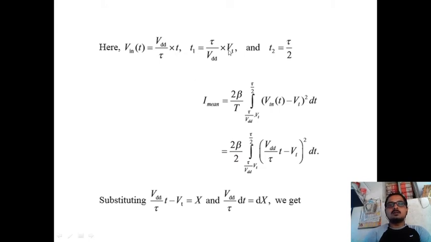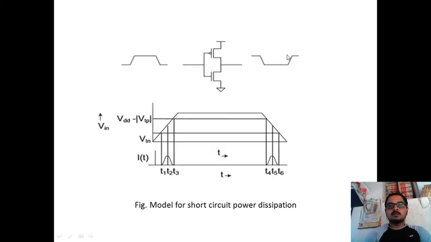T1 equal to VT greater than some term. This is the additional term here, tau by VDD. Then we'll get T1 equal to tau by VDD into VT. Then T2 equal to tau by 2. See here, T2 equal to tau by 2.